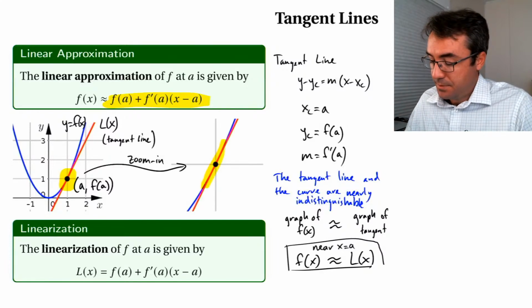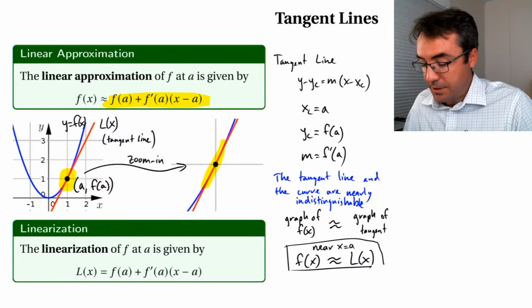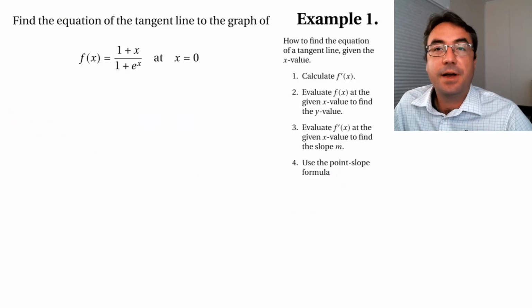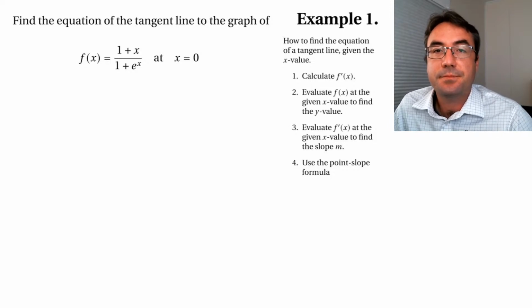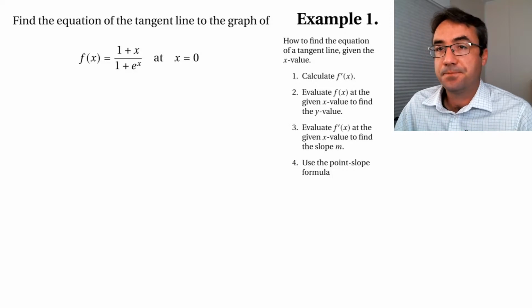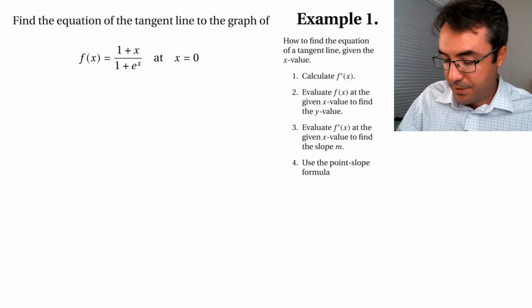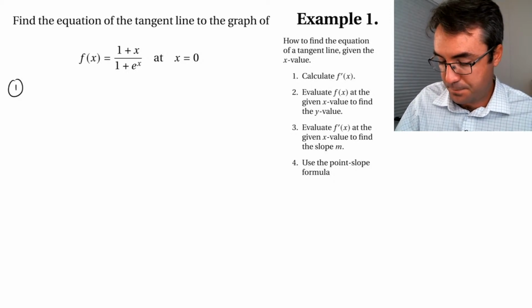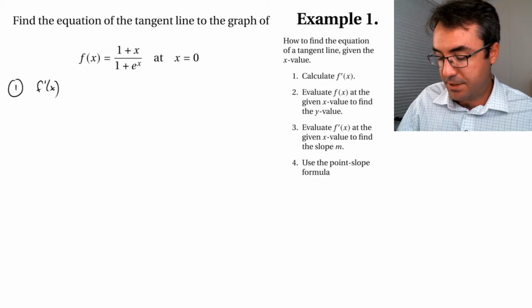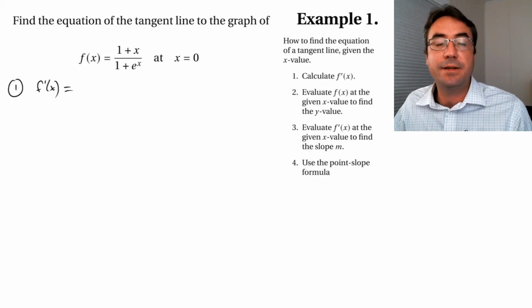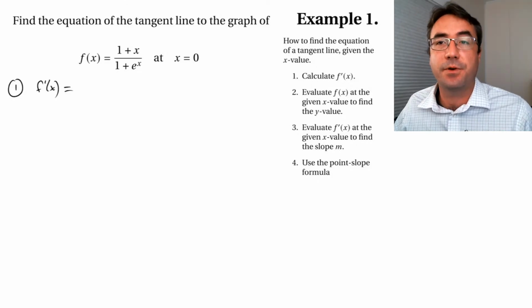We're going to talk more about this idea of linear approximations, but let's first just recall how to find the equation of a tangent line. So let's say we have a function 1 plus x over 1 plus e to the x. We want to find the equation of the tangent line at x equals 0. So to do this, we're going to first calculate the derivative. So step one, let's calculate our derivative. We know we're going to need that to figure out the slope. So let's just get that out of the way first.